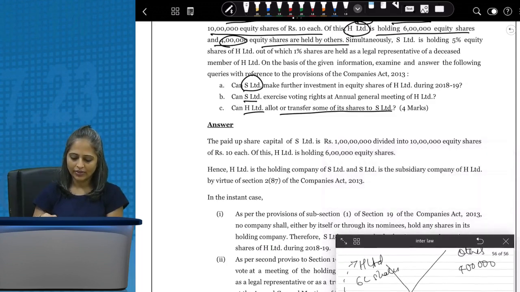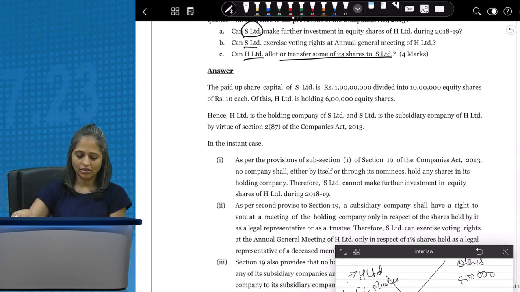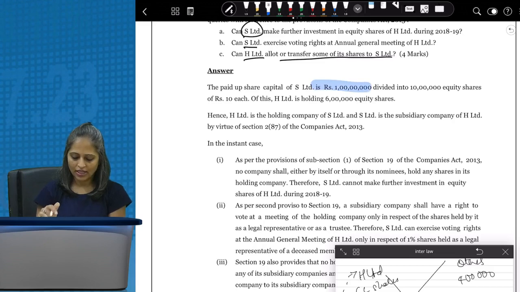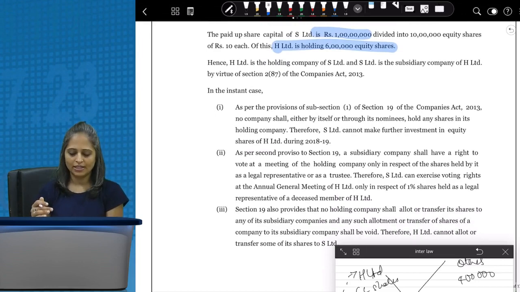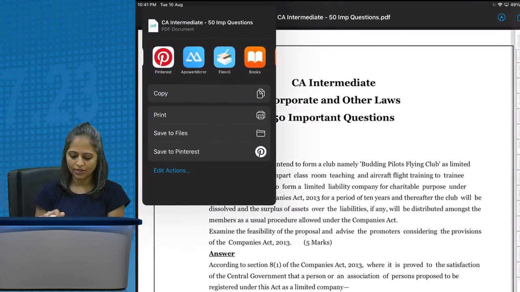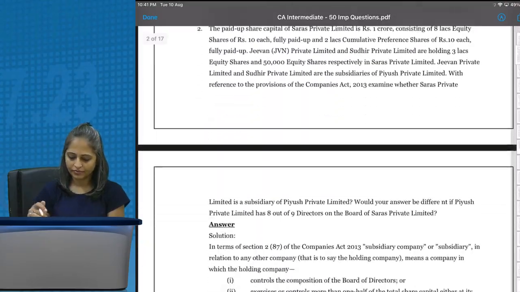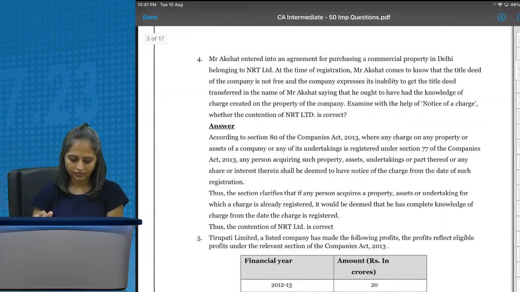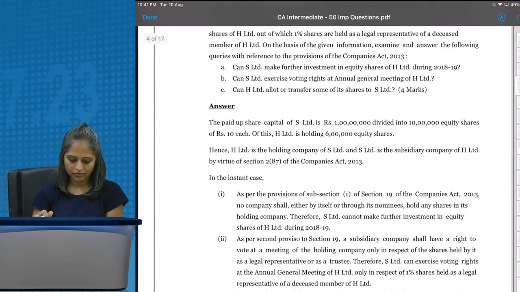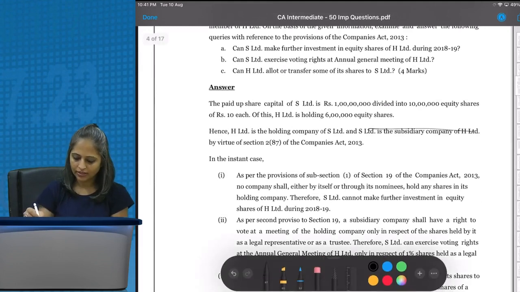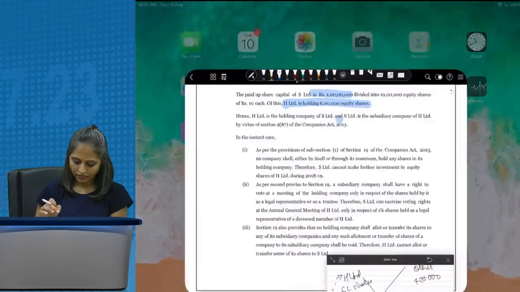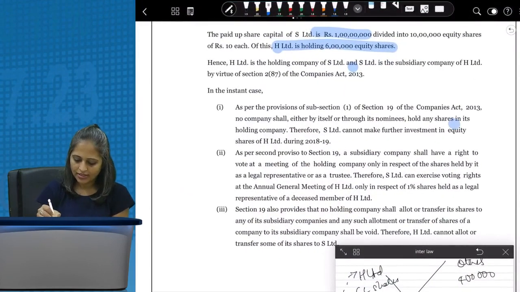Is that very clear? Going through what the Act is saying, what the suggested answer is saying. The paid up share capital is 1 crore. Out of this, 6 lakhs is held by H Limited. Hence, H Limited is the holding company of S Limited. S Limited is a subsidiary of H Limited, correct? Just a second. It's a subsidiary of H Limited.